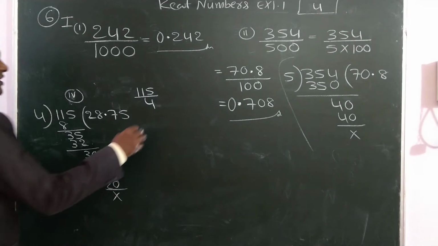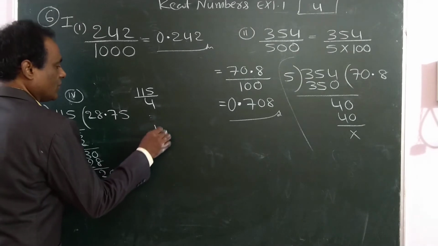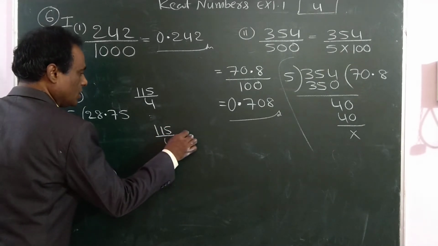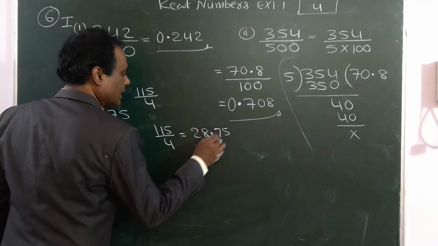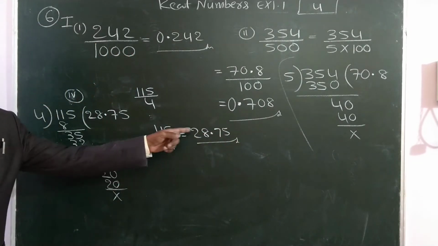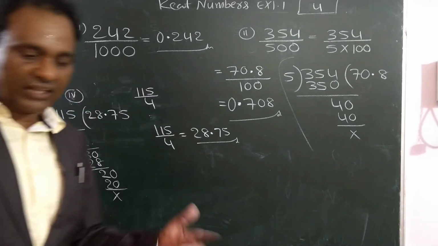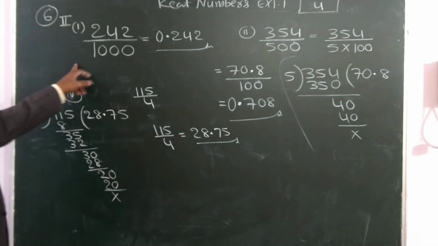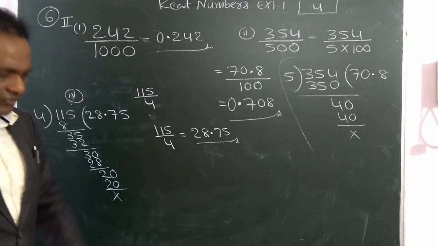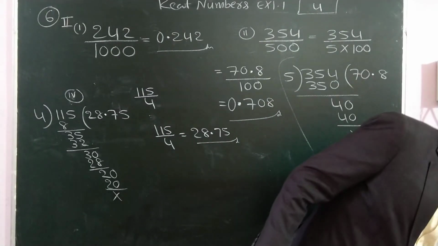So what is the answer? 115 by 4 is equal to 28.75. Like this we can convert a fraction into decimal form. Write it down, and next is the second bit: fraction into decimal form. In the second bit also, a few more questions are there.